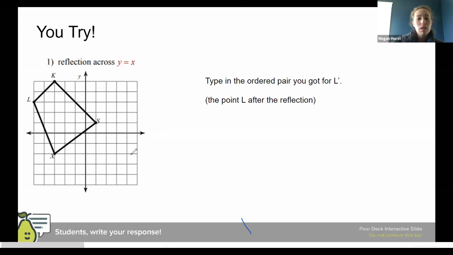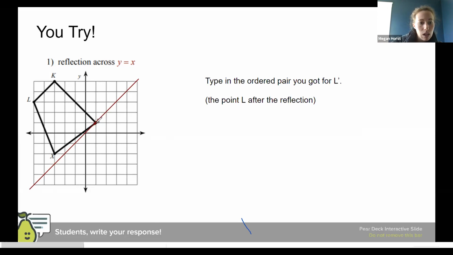All right, so hopefully you've done this one on your own and you typed in the ordered pair you got for L prime into the Pear Deck so that I can see how we're doing on our first try. And now you're going to watch through the solution to see if you got the right answer. So we're going to go ahead and reflect over the line y equals x. So I'm going to draw in that line y equals x right here. And then I'm going to go ahead and reflect.